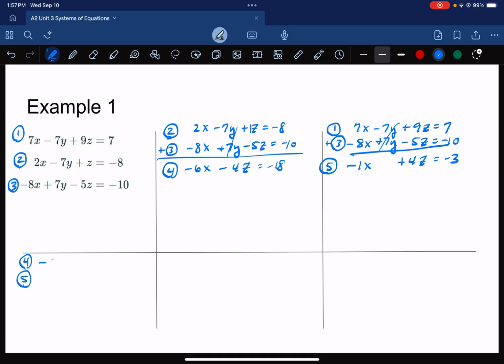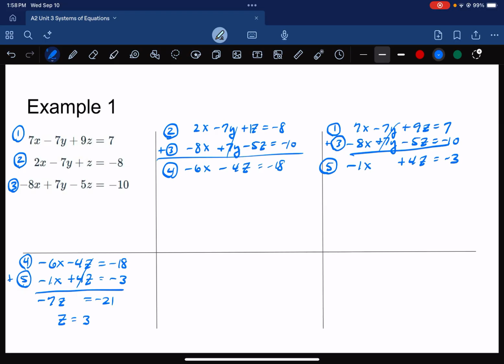So I got negative 6x minus 4z equals negative 18, and I have negative 1x plus 4z equals negative 3, and lo and behold, my z's are already opposites. I don't need to multiply by anything. I can go ahead and add these two together. I get negative 7z, those are gone, equals negative 21, and z is 3.